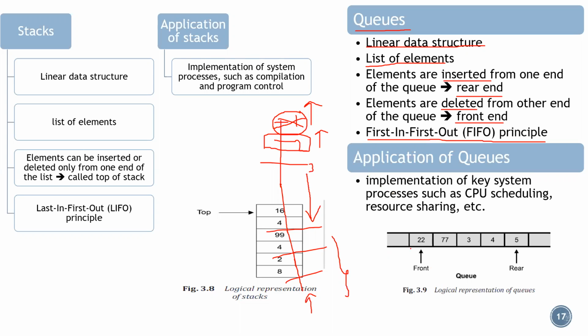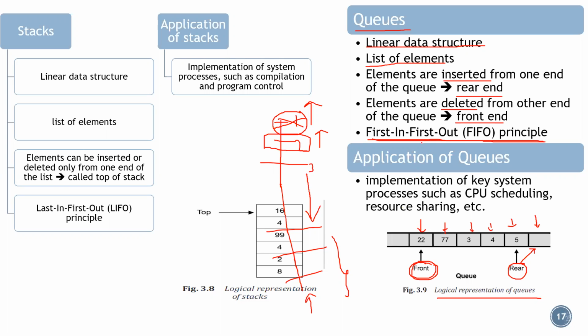In the logical representation in memory, this is the first element present in the queue. The next element is here, third is here, fourth, fifth, and it continues. If any new element has to be added, it will be added at this point. If any element has to be deleted, it has to be deleted from the front end. To insert elements, I use the rear end, and to delete an element, I refer to the front end, because I have to maintain the principle of first in, first out.